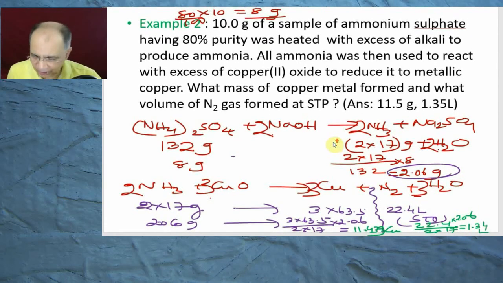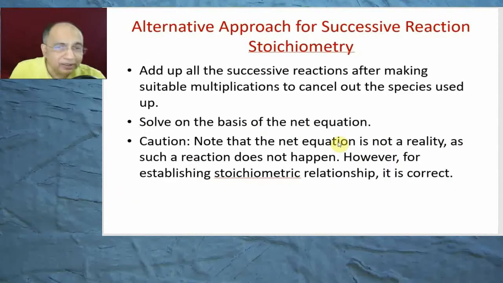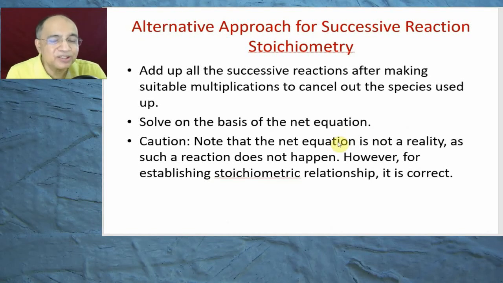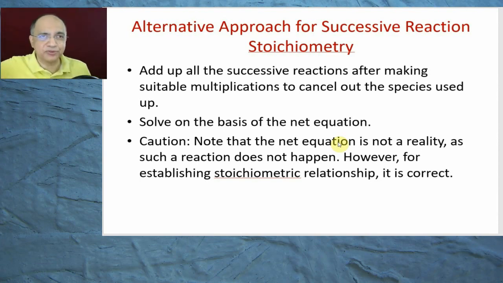So now I will tell you another approach to calculate such types of successive reaction problems, numericals. So what I will suggest you to add up all these individual steps and perform some algebraic operations if needed to cancel out those which have been used up. Like in the previous case, ammonia was used up, so cancel ammonia by performing algebraic operation. Or in the first case, oxygen is used up, so cancel them.